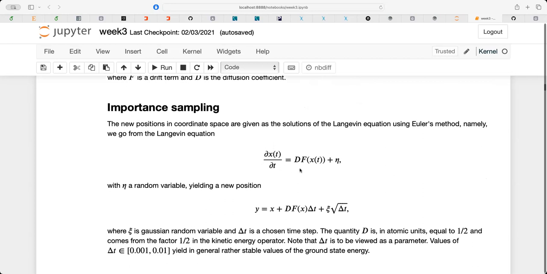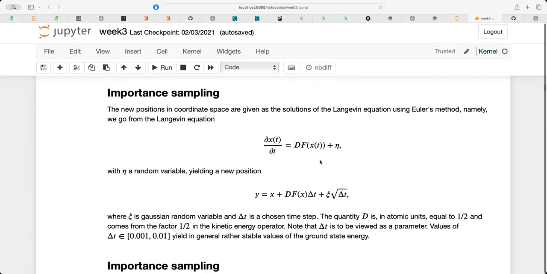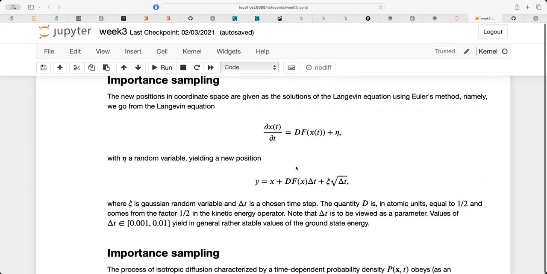This is a stochastic equation where we now have something which moves under the influence of a force, which takes care of the long-range behavior. And then we have some random fluctuations which are instantaneous. This is a stochastic equation you can integrate up using Euler's method. So you would get x plus D times F, this is a drift term, times delta t, and then there is some stochastic term here, which is normally assumed to be a Gaussian variable. So this is the way we are going to implement the jumping in space.